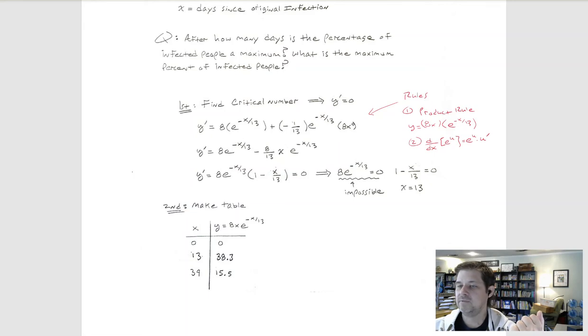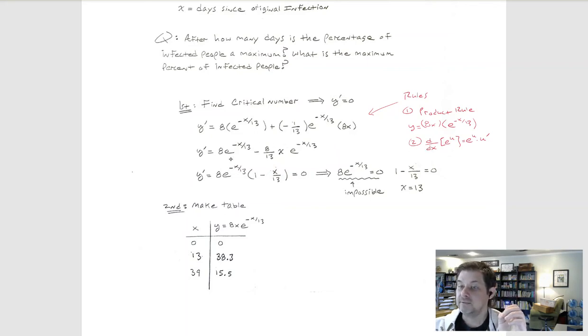So between those two things, I get my derivative like this. 8, the derivative of 8x, times e to the negative x over 13 by the product rule, plus negative 1 over 13 e to the negative x over 13. That's the derivative of e to the negative x over 13. It's e to the negative x over 13, and then what's the derivative of negative x over 13? It's negative 1 over 13, then times 8x. So that's the product rule and this rule together. That's what you're looking at right there.